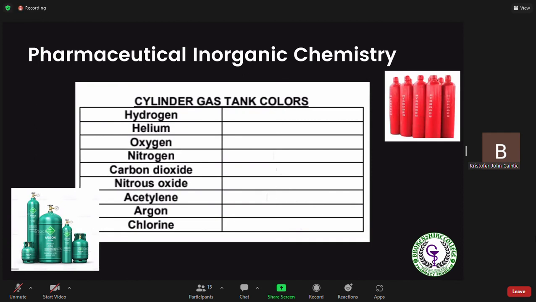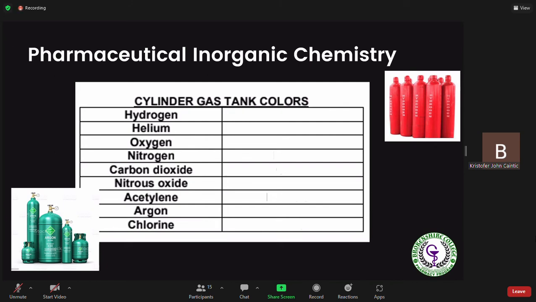Next are also the important gases that are used in the pharmaceutical field. Take note that gases have a wide variety of functions in our pharmacy and also in our health. So we have different gases, no? And also these gas classes are color coordinated.